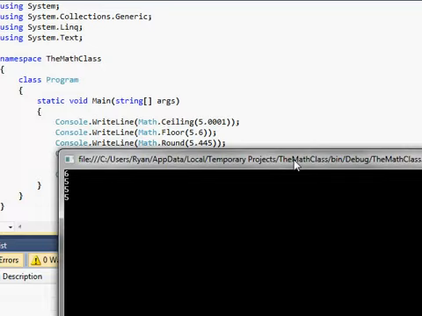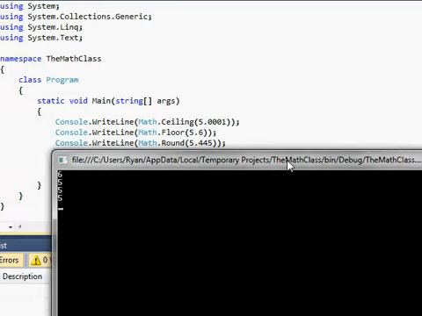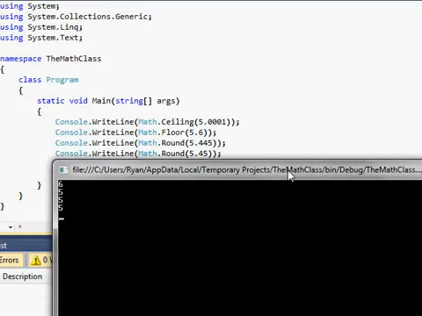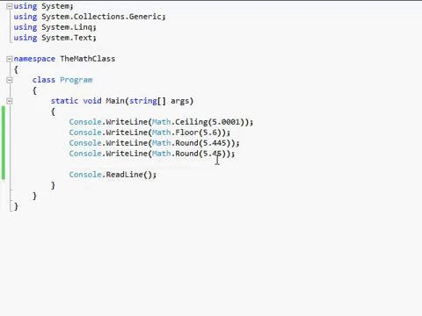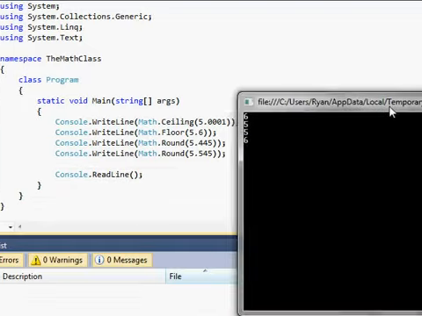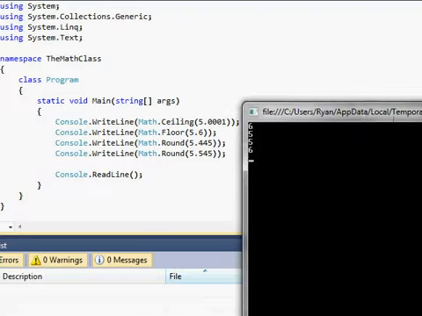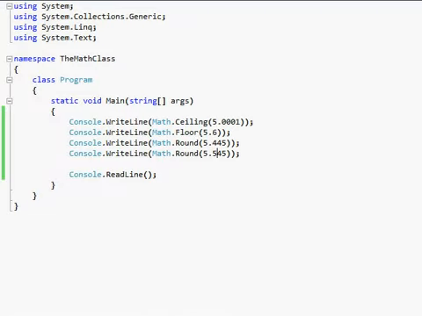Console.WriteLine, Math.Round will round it with normal rounding rules. So this one rounds to 4. And oh, that one should have rounded to 5. I accidentally did the wrong number. I mean 6. Yeah, there we go. So it rounds to 6. There you go. Okay, those are those methods.